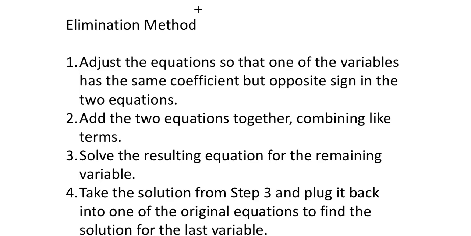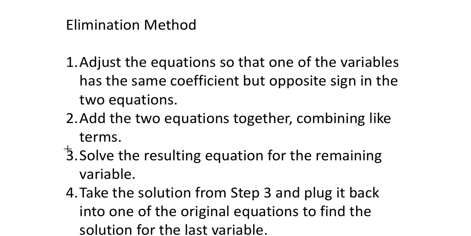Then you add the two equations together, combining like terms as you do so, and what should happen is that variable that we worked on in step 1 should get canceled out. This is going to result in an equation with just one variable remaining. And so we will solve the resulting equation for that remaining variable, and then take the solution from step 3, so whatever answer we get in step 3, we plug it back into one of the original equations to find the result for the remaining variable that was originally eliminated.